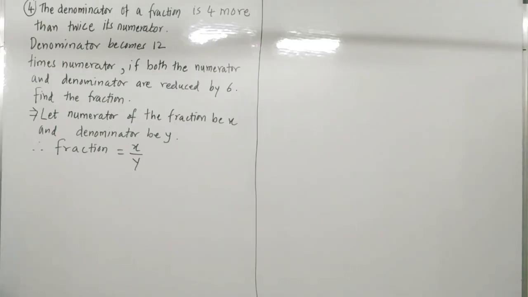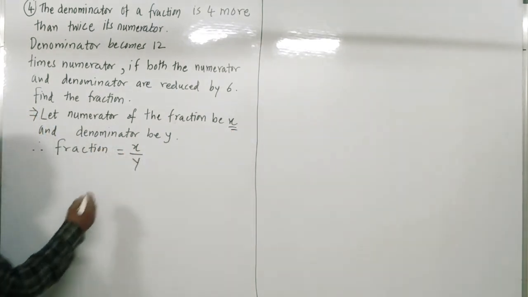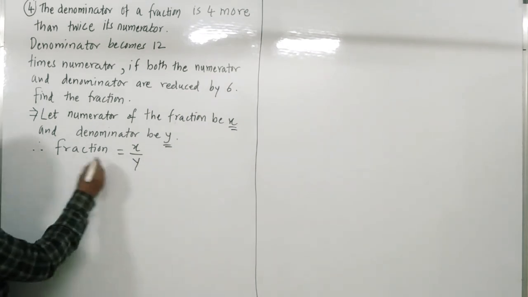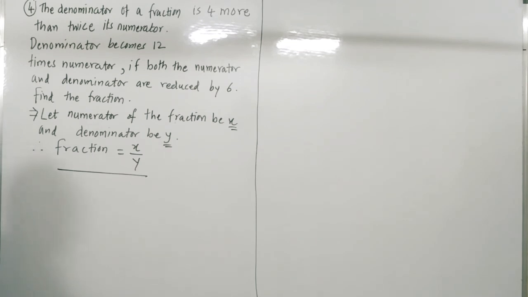Fourth example, the denominator of a fraction is 4 more than twice its numerator. The denominator becomes 12 times the numerator if both numerator and denominator are reduced by 6. Find the fraction. So first let us assume, let the numerator of the fraction be x and denominator be y. So the fraction is x upon y.